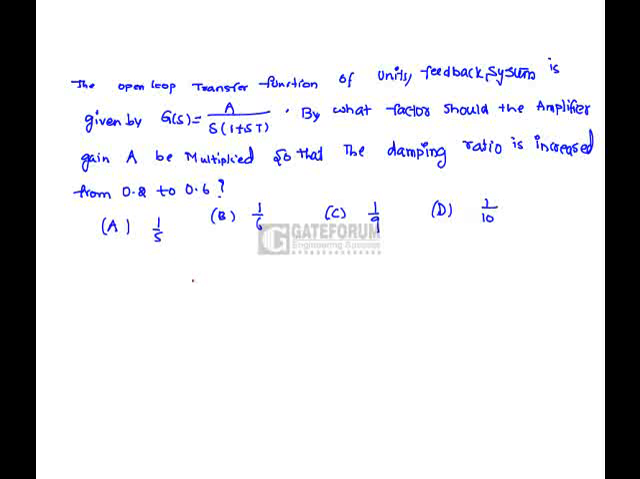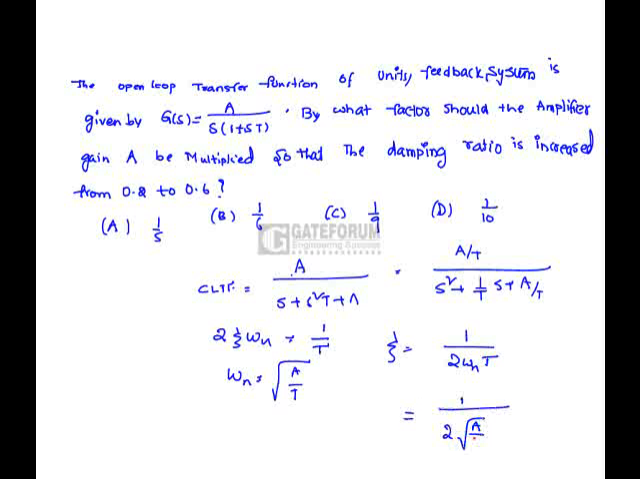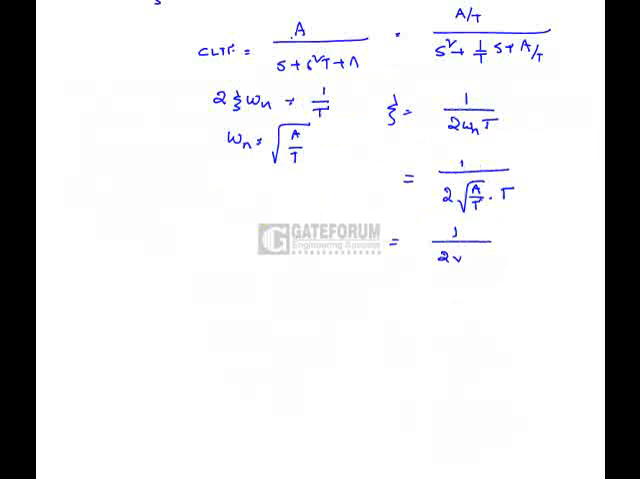Here the closed loop transfer function is equal to A by s plus s squared T plus A. If we take T as common, s squared plus 1 by T s plus A by T. If we compare this closed loop transfer function with the standard transfer function, we get 2 zeta omega n as 1 by T and omega n as under root A by T. Here zeta is 1 by 2 omega n T, so 1 by 2 under root A by T into T, so 1 by 2 under root AT.